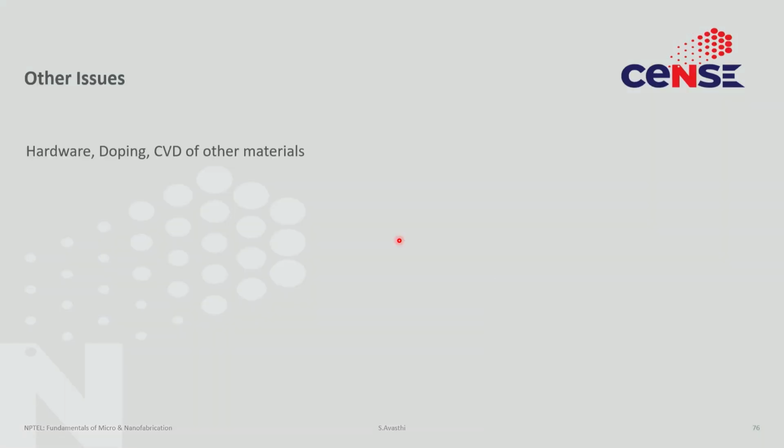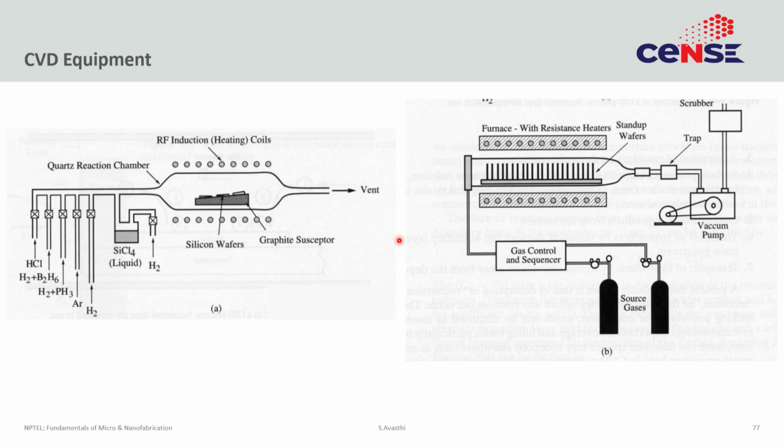Let us talk a few about some other issues such as hardware, doping, etc. to round up this lecture on CVD. So, this is what a typical equipment looks like. At this point, you probably expect something like this because we have seen the same thing in native oxide growth, we have seen the same thing in diffusion. So, there is a quartz chamber, the quartz chamber is heated.